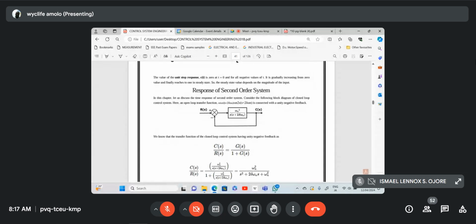Now, response of the second order signal, if you have reduced your control system to canonical form, if you reduce the signal to the canonical form, you can just admit somebody here.